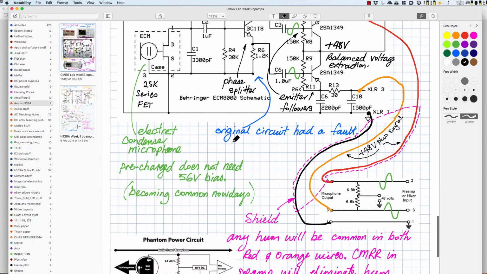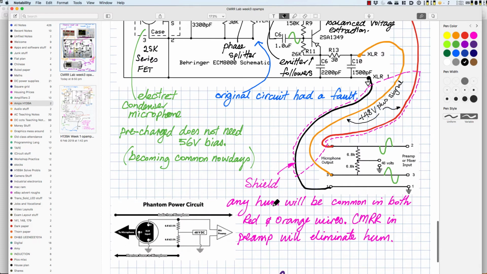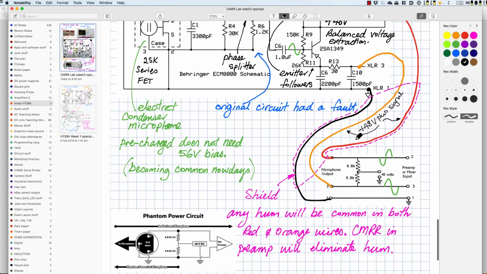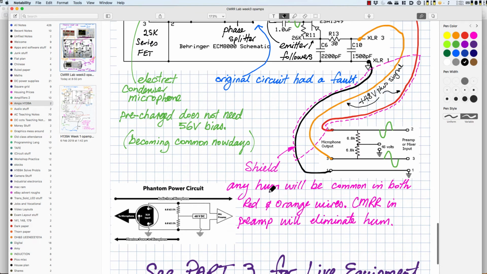And here the beauty is, of course, hum. Hum is a big problem in audio circuits. This is a shielded cable, but hum will always find its way in from 50 Hertz or 60 Hertz power line signal. Any hum will be common in both the red and the orange wires, that is XLR2 and XLR3. And because the hum is going to be identical signal level and identical phase in each of those wires, the common mode rejection ratio in the preamp will eliminate the hum.